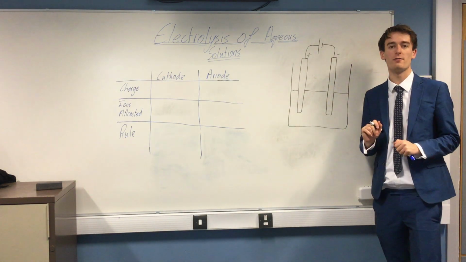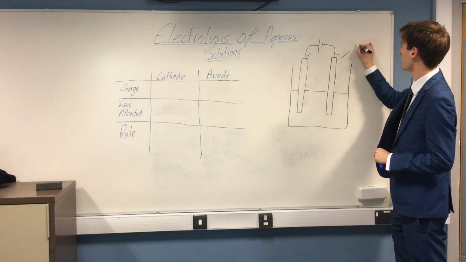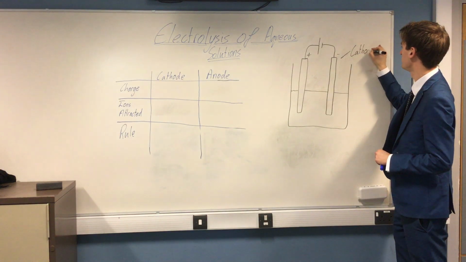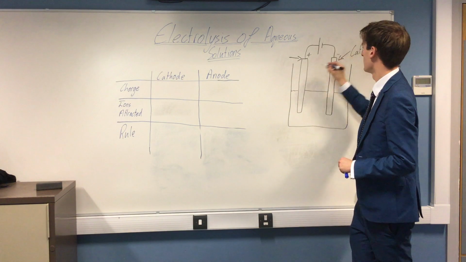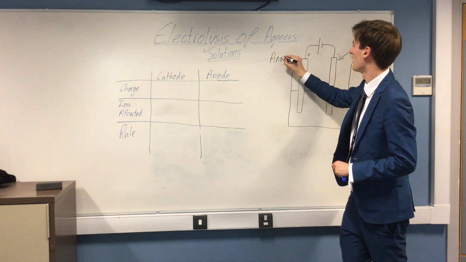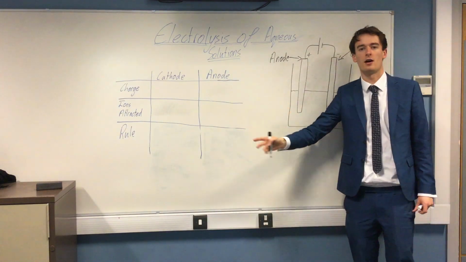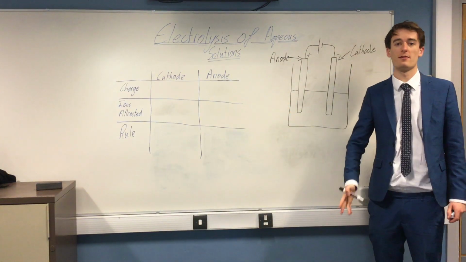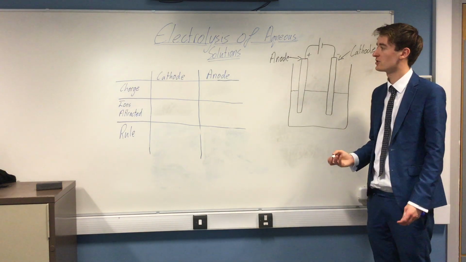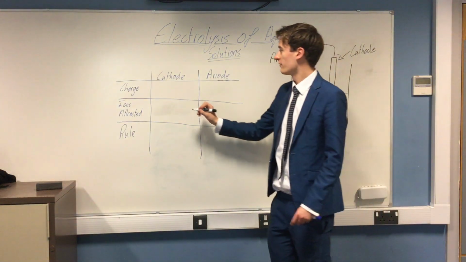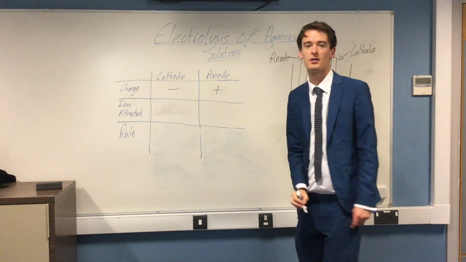So let's start with the fundamentals. This negatively charged electrode we refer to as the cathode. The positively charged electrode we refer to as the anode. This table over here I'm going to use to convey what I believe to be the very key points of this topic in terms of answering GCSE questions. Therefore we can fill it out. The cathode is negative and the anode is positive.